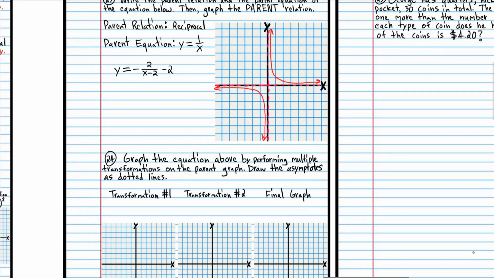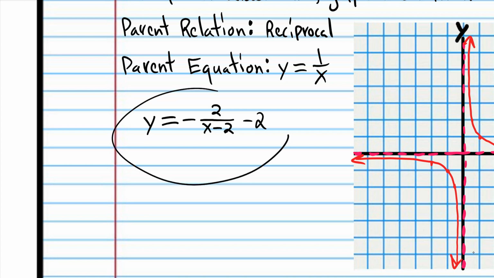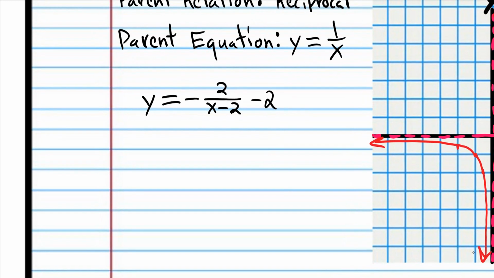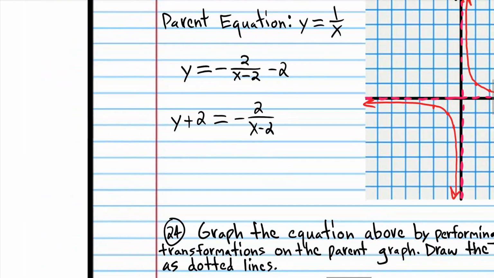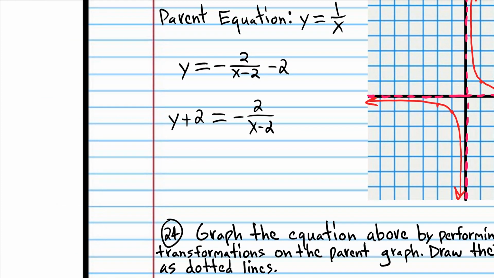Okay, we're back. We can't really do anything with this equation because we don't really know what to do in its current form. So I'm going to add 2 to both sides of the equation. And I'm going to divide both sides by negative 2. Or I can multiply both sides by negative 1 half. I'll get the same thing.